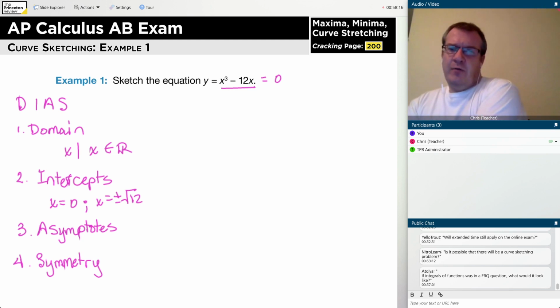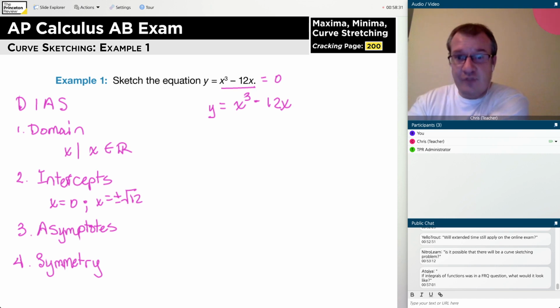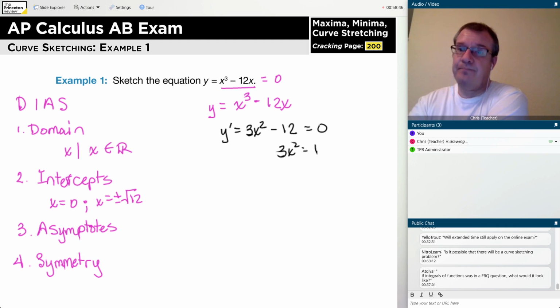So we've now exhausted everything with the pre-calculus stuff. Now I have to go into calculus. My function, x cubed minus 12x, first derivative to the rescue. I'm going to change the color just so we know that. Power rule to the rescue. I'm at the point where I take the derivative and set it equal to 0. I'm now going to identify my critical points. Add the 12 over. Divide by 3. Plus and minus square root.